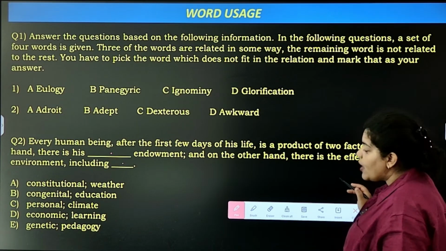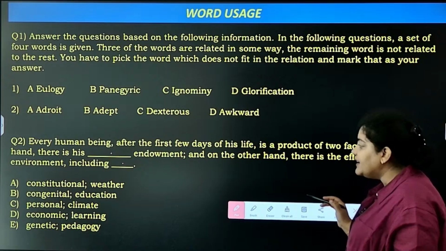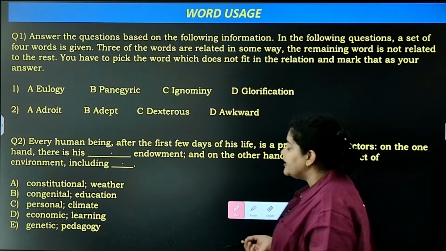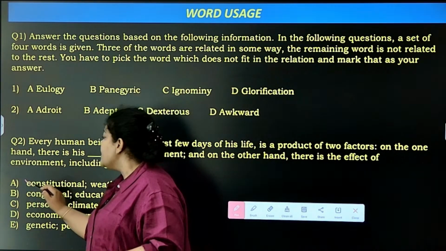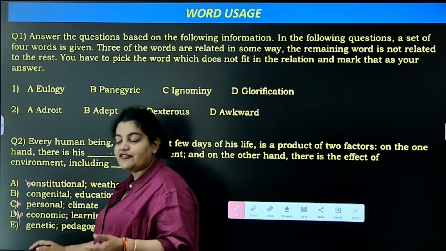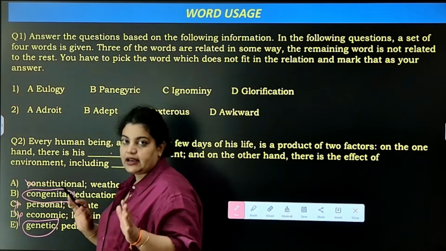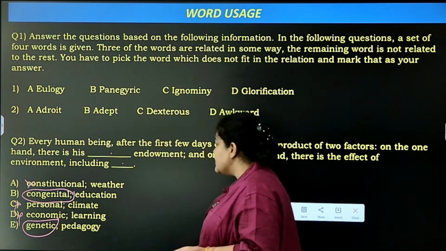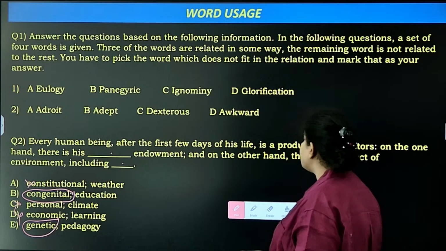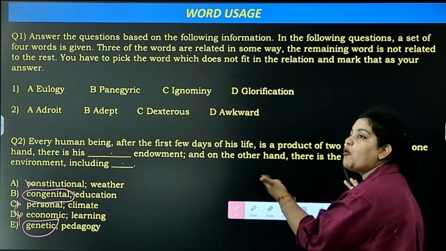On the one hand, there is a genetic endowment. Okay, so constitutional बन जाएगा नहीं, पर्सनल नो, इकोनॉमिक आ जाएगा फ्यू डेज में ना. ओके, सो इट कैन बी आइदर congenital or genetic. Both stands almost the same in the meaning. Okay, and on the other hand, there is the effect of environment.